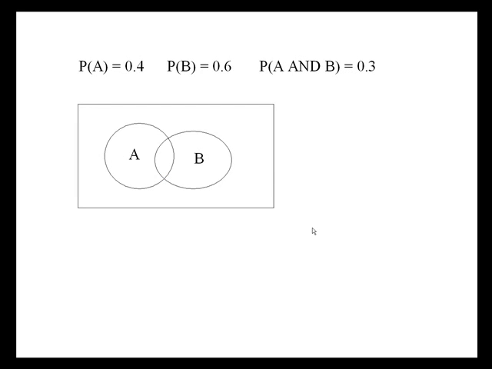You're given these three to start off with. Suppose you're asked to find the probability of the following. What is the probability of not A? Where is not A in this picture? If you shaded in this area, you are correct. The probability of not A is everything outside the circle A. Now, how would you calculate the probability of not A?